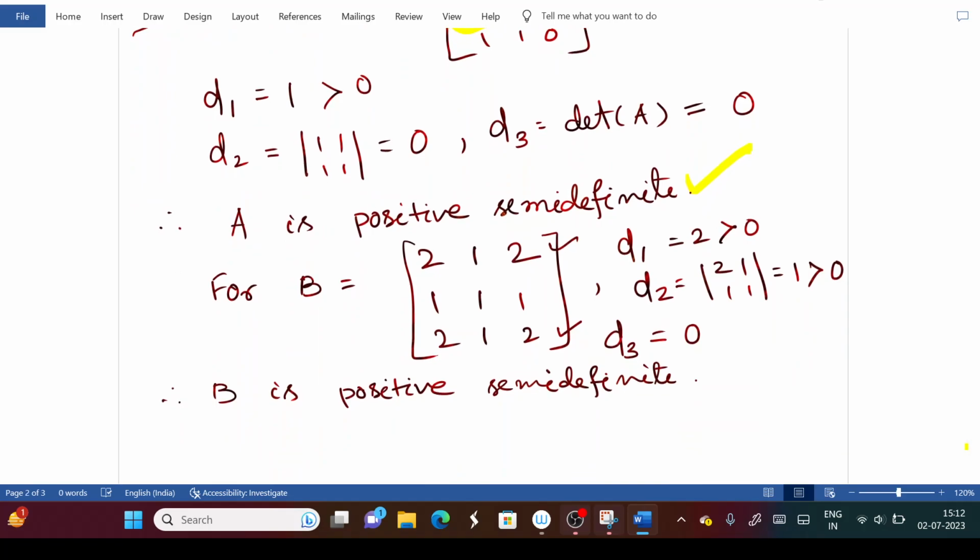Similarly, in the case of B, observe here, D1 is positive and D2 is the determinant of this one, which has value 1, hence it is also positive. But for D3, observe the first row and third row, or first column and third column, they are the same. That means the determinant is 0. So the determinant of B is 0, that means D3 is equal to 0. So what we got is positive, positive, but this is equal to 0. So some are positive, some are 0. So B is also positive semi-definite.